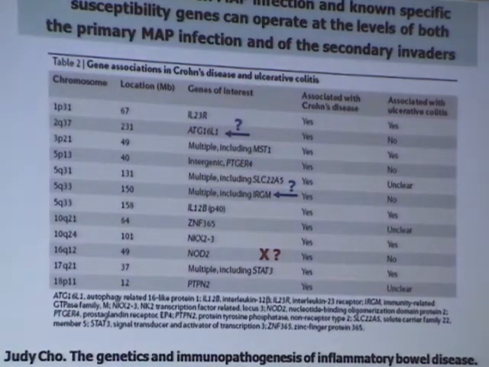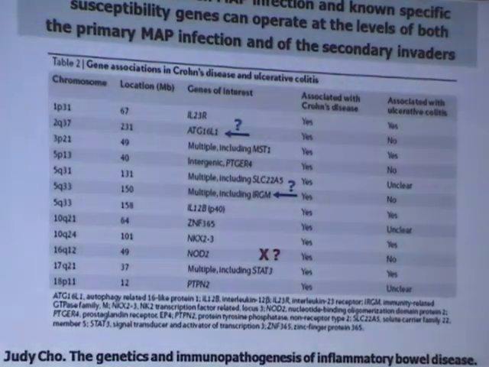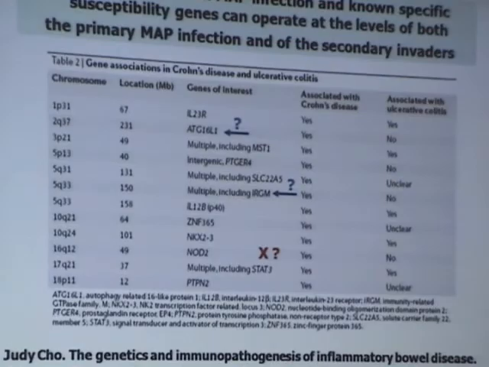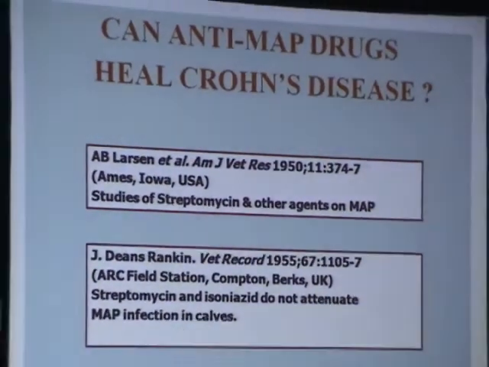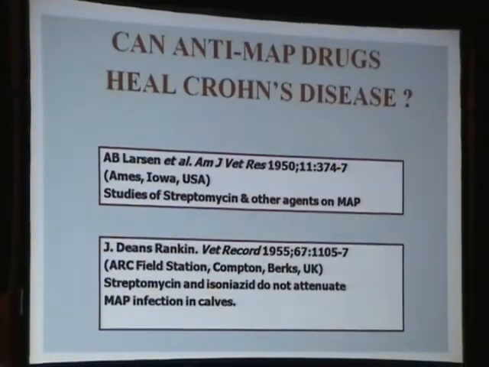Now, once again, with MAP, as always, beware. The phenotype of the organism in cattle is wildly different from that in humans. And of course, there is a great deal of work to do before we understand which of the known susceptibility loci may be associated with a primary infection.